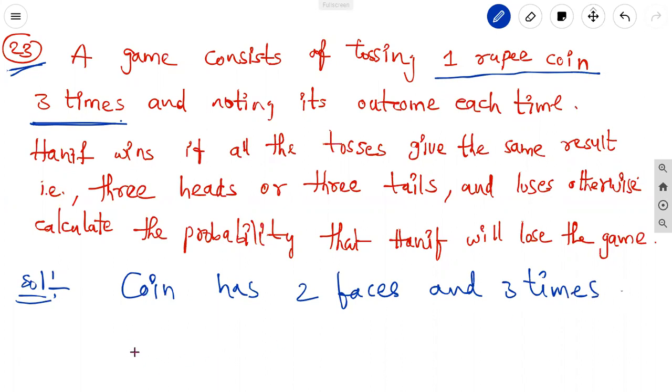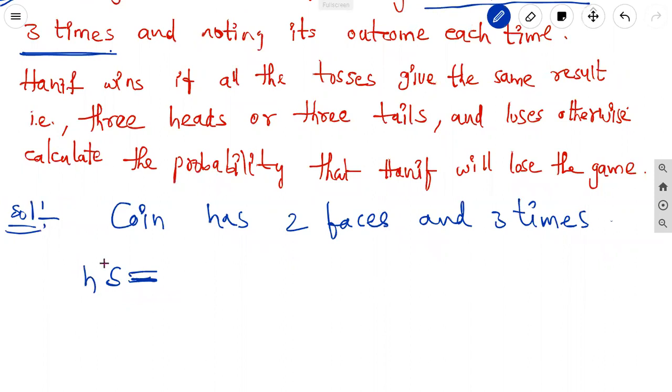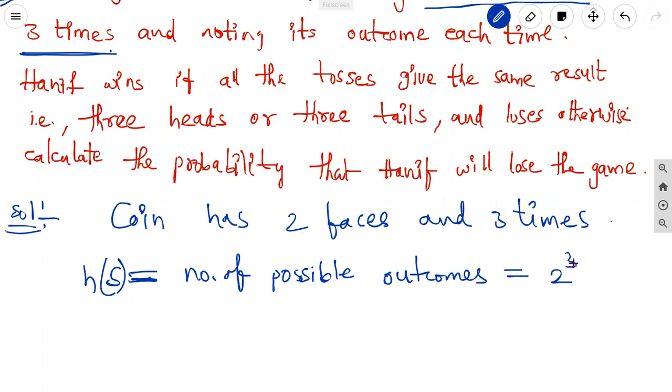So, the sample space S contains faces power number of coins times. That is 2 cube. The number of outcomes will be 2 cube. The number of sample space or number of possible outcomes: how many? 2 cube equal to 2 into 2 into 2 equal to 8. Okay. Next.